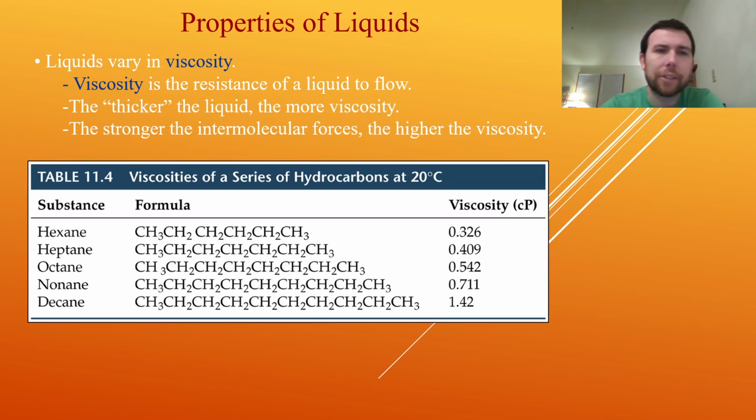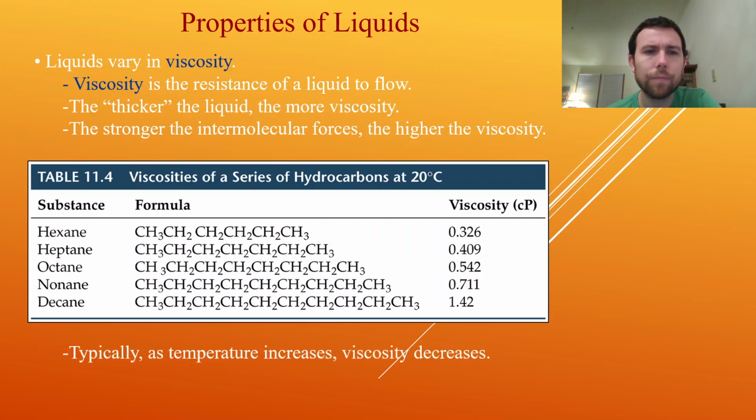Looking at a series of hydrocarbons here, they all share London dispersion forces because they're all non-polar. When you go from hexane to heptane to octane to nonane to decane, we see that the viscosity is increasing. So decane has a greater viscosity and is going to resist flowing in comparison to hexane. Please keep in mind, you're not going to have to calculate the viscosity of any substance, so don't worry about these specific numbers. They're just there to give you context. Viscosity is an important property of liquids to consider for their resistance to flow.